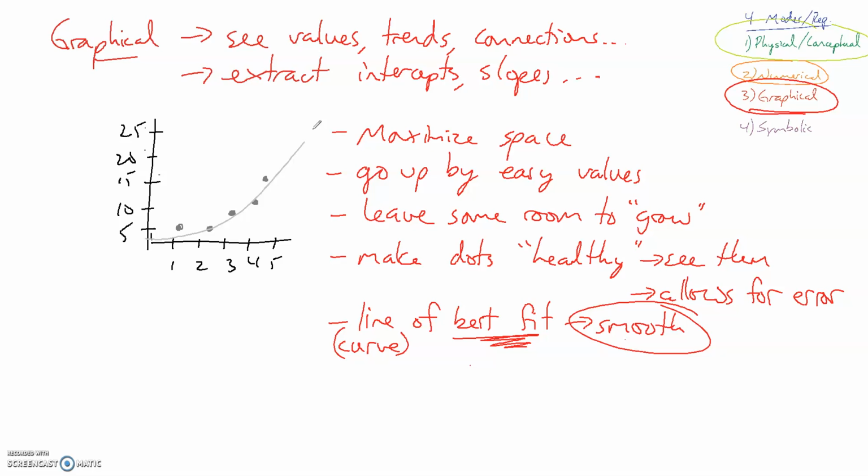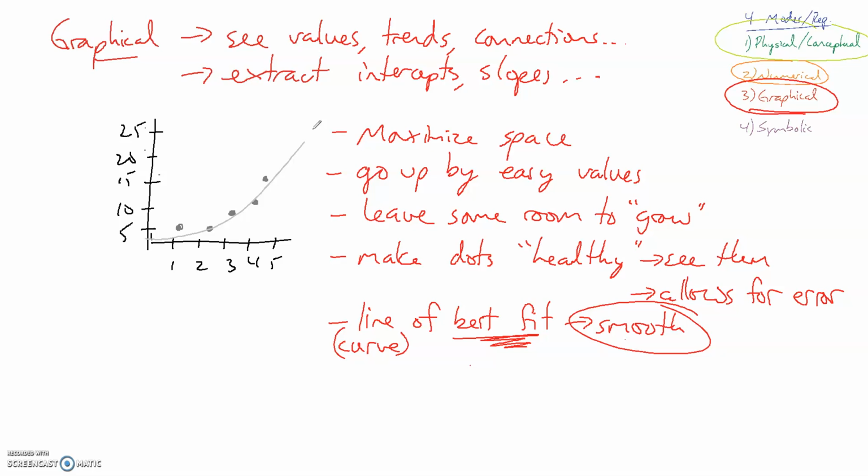So these are some of the keys for making graphs. Make them a good size so you can see the values better. Go up by easy values. Don't make it hard on yourself, but give yourself a little bit of room to grow on either axis in case you want to extrapolate. Okay, make your points healthy so you can actually see them, give yourself a little bit of error, and then when you draw your line, if it's a line, make it a line, make it straight. If it's a curve, make it a curve, and make it nice and smooth. No wiggling around. You want nice and smooth.